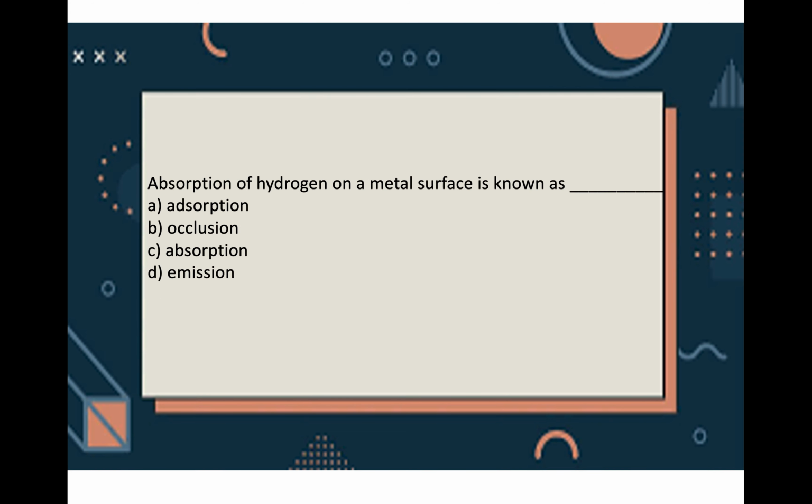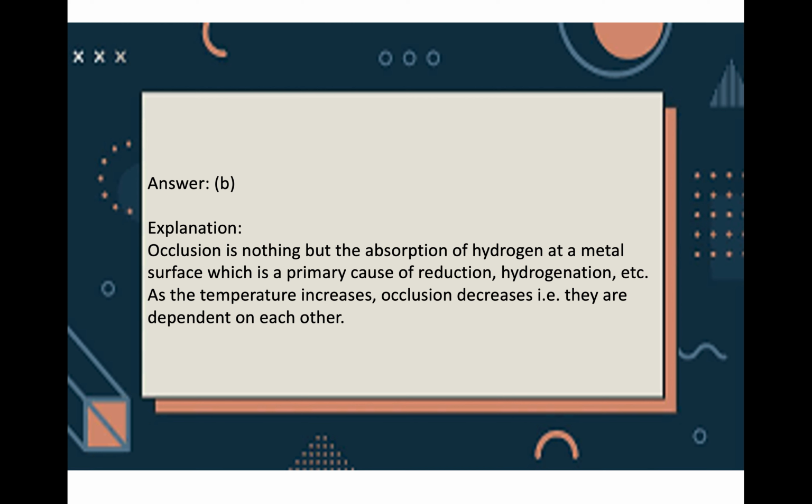Just remember this. The absorption of hydrogen on a metal surface, what is this process called? Is it adsorption, occlusion, absorption or emission? So the answer is occlusion. What is occlusion? It's nothing but when hydrogen is absorbed. Absorption and adsorption are different; I have mentioned that in our unit. Occlusion is the absorption of hydrogen at a metal surface, which is a primary case of reduction, hydrogenation and all that. When temperature increases, occlusion decreases. They are inversely proportional to each other.